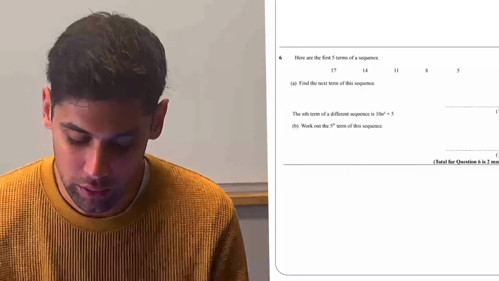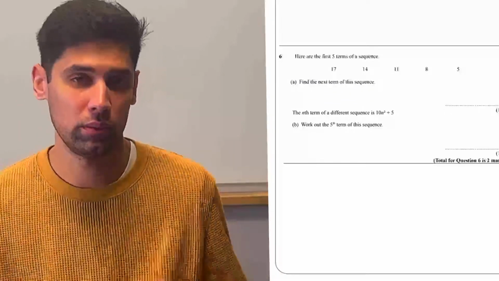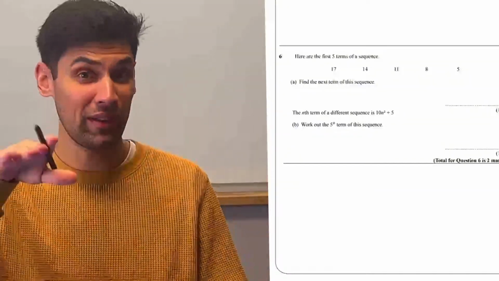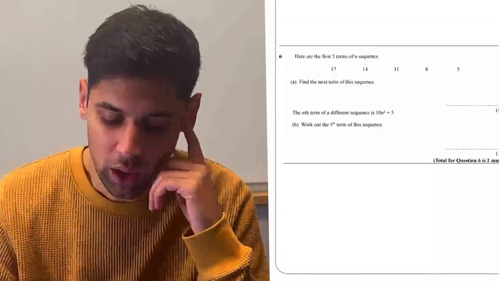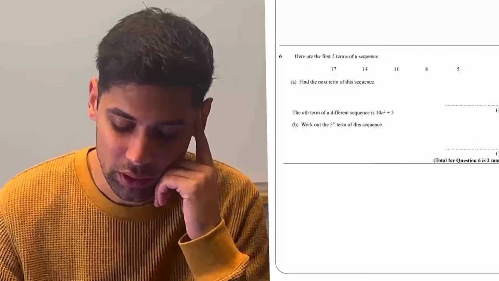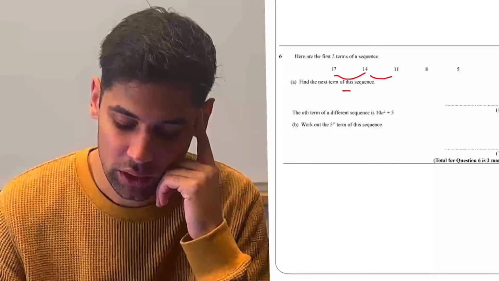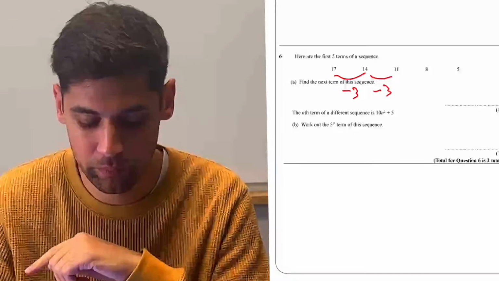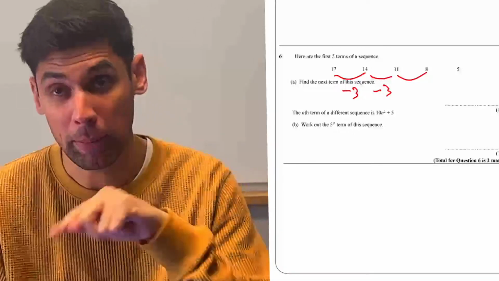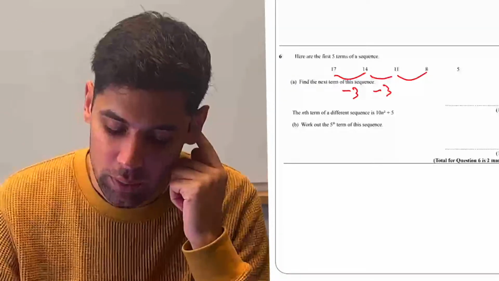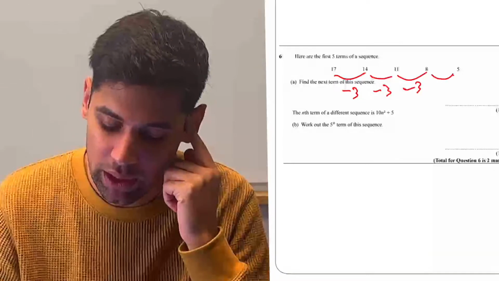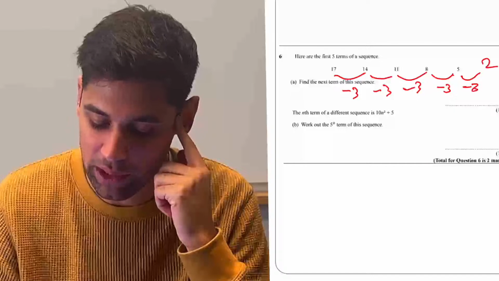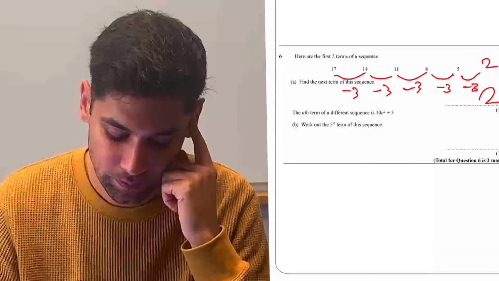Here are the first 5 terms of a sequence. Find the next term of the sequence. Well, one of the standard things we do in sequences, regardless of what type of sequence, is try and find the difference between the terms. So 17, 14, 11. So it's going down by 3, minus 3. This one is also going down by 3. Meaning obviously the next term is also going to go down by 3, so it's going to be 2. So the answer is indeed 2.